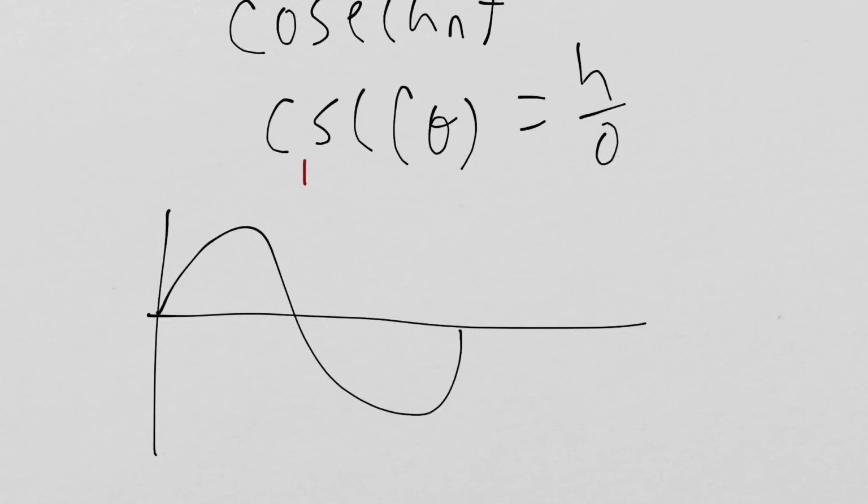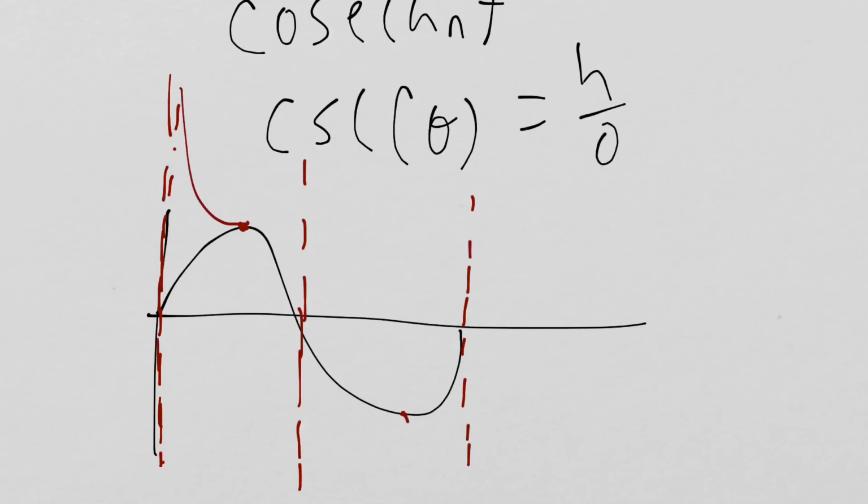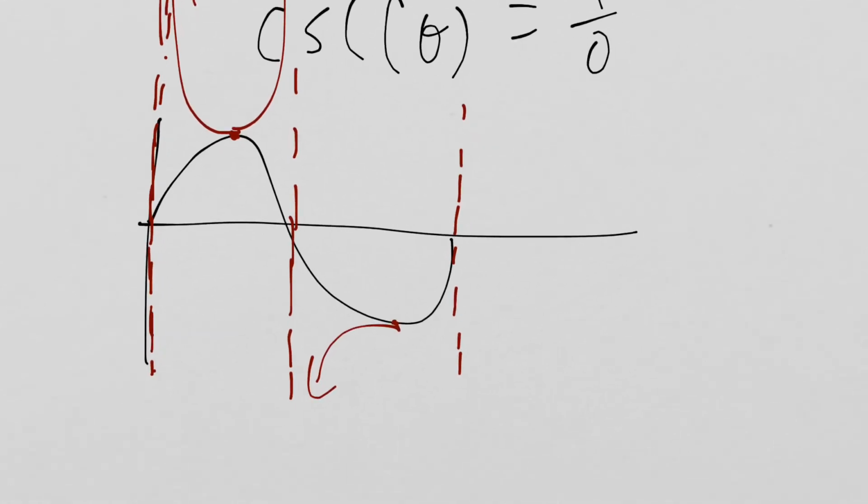Whenever sine is 0, cosecant has to have a vertical asymptote because we're going to be dividing by 0. Reciprocal of 1 is 1. Reciprocal of -1 is -1. Vertical asymptote here. Okay, vertical asymptote also at 0 because sine is 0 there, right? And then as sine gets smaller, cosecant gets bigger. Okay, same idea here because we would be dividing by 0.